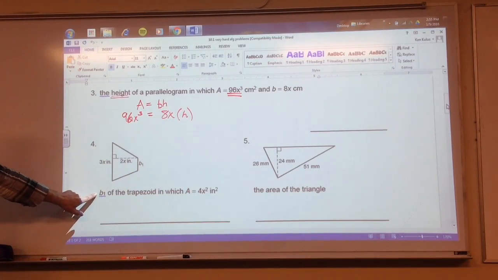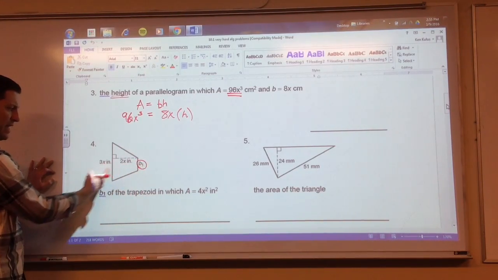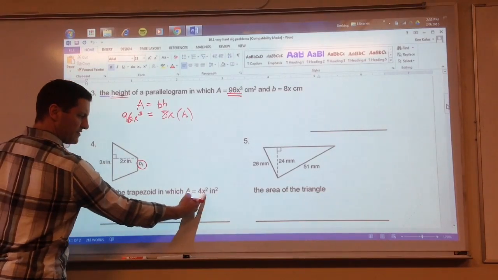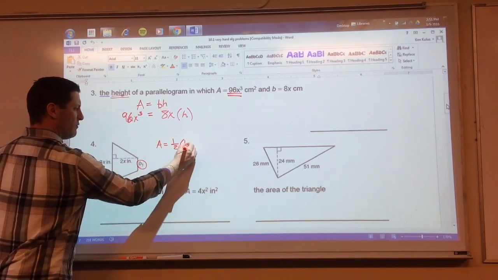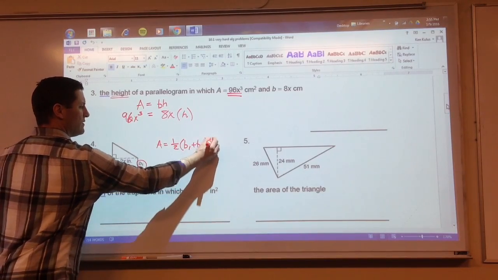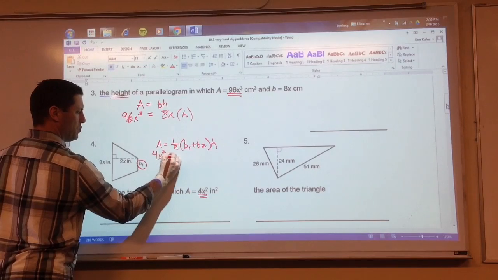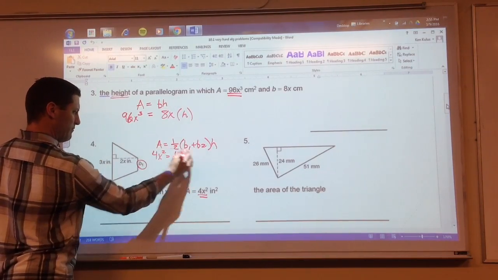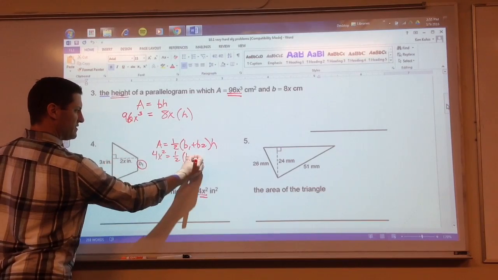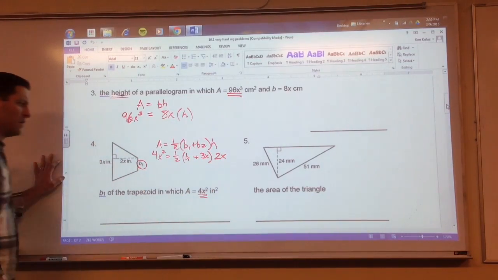They want us to find base 1, and they want us to find area. We'll do this one first here. Base 1, they want us to find this value. They gave us some algebraic values, and they gave us an area. It's a trapezoid. Area is 1/2 base 1 plus base 2 times the height. 4x squared goes in for area. 1/2. Base 1 is 3x. Actually, base 1 will be b1. Base 2 is 3x. And the height is 2x.